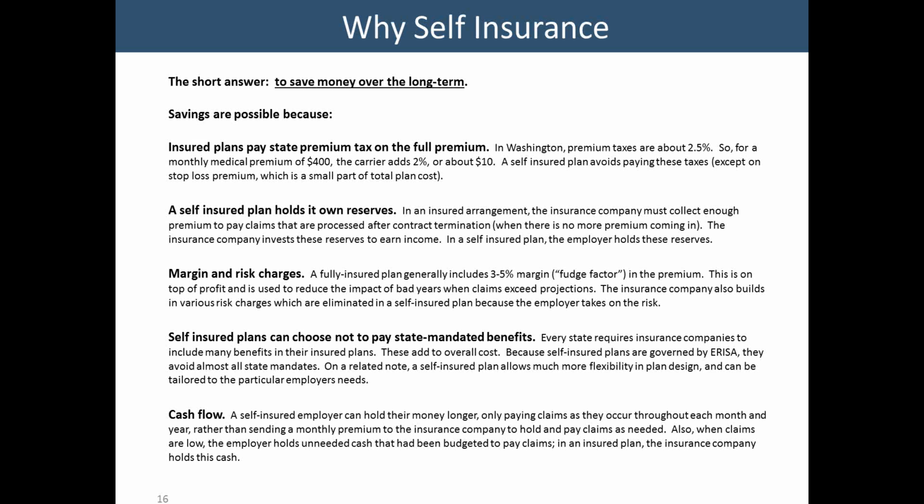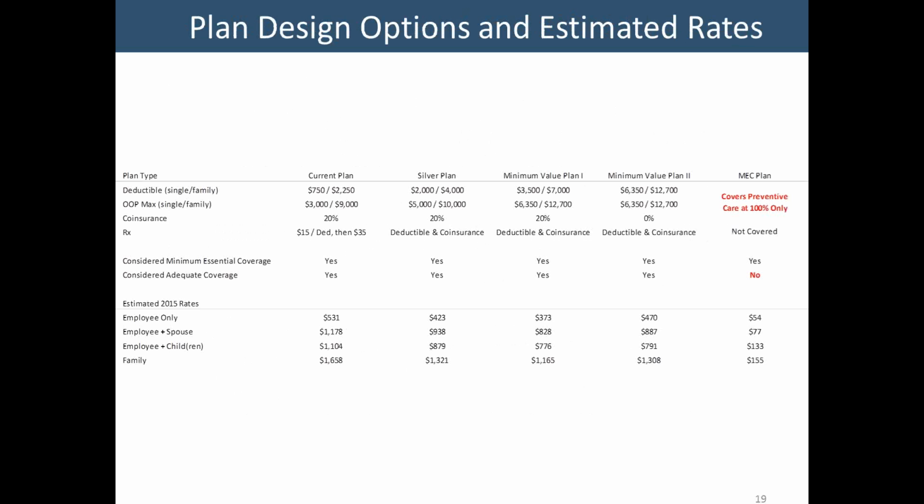Okay, just two slides down, the plan design options and estimated rates of pay, that would be your slide 19. Yes. So that MEC, minimum essential coverage plan, is a plan where you're charging $54 a month for your employees. That's going to cover only preventative care, and that's going to get you out of the $2,000 per employee penalty, right? Correct. But it won't get you out of the $3,000 per employee penalty that goes to the exchange.